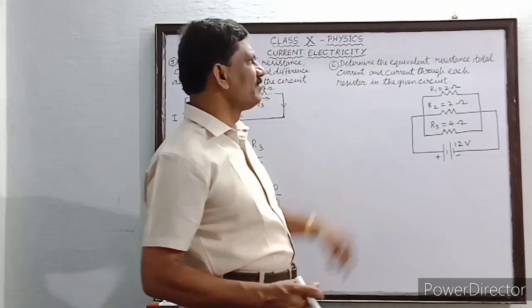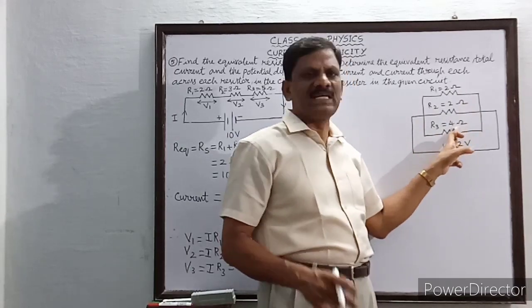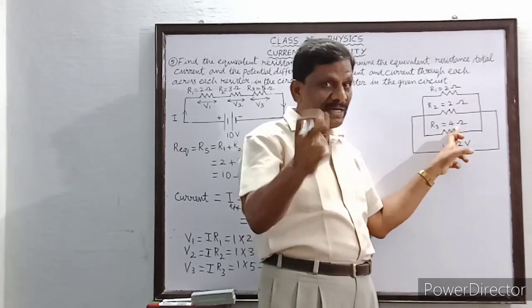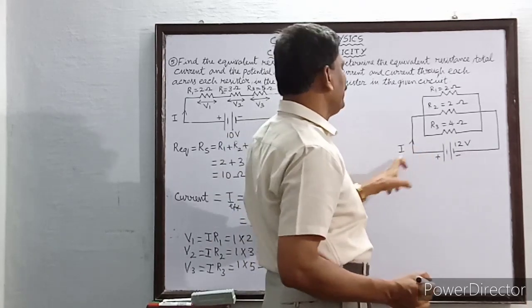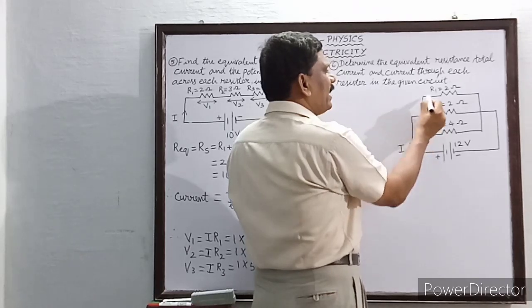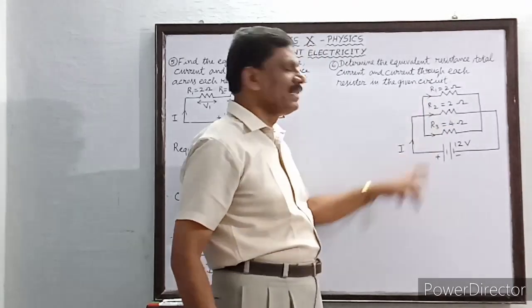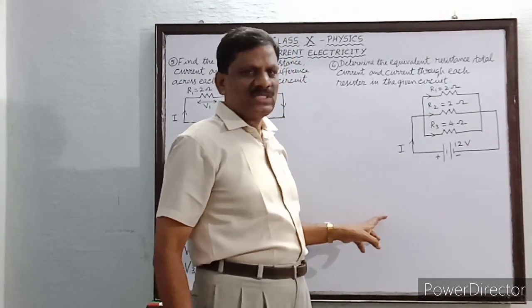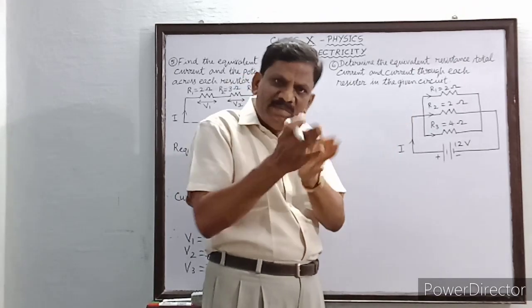Okay students, now let us find out the equivalent resistance. The circuit consists of 3 resistors which are connected in parallel. In a parallel combination, suppose the current supplied by the battery is I ampere. At this junction, the current will divide into how many branches? How many branches are there here? 3 branches. So depending upon the value of resistance, the current will divide into 3 branches.